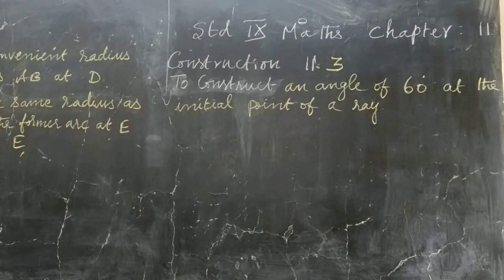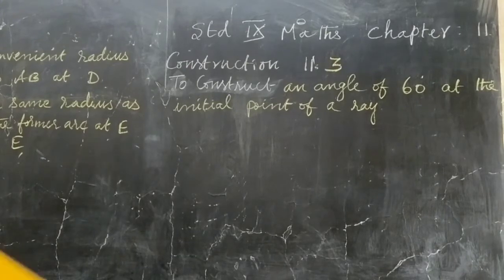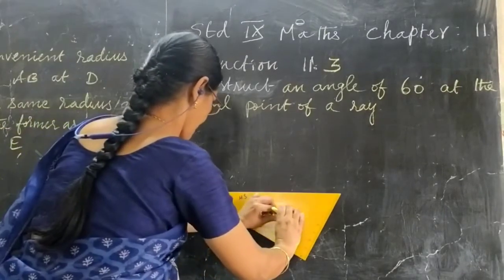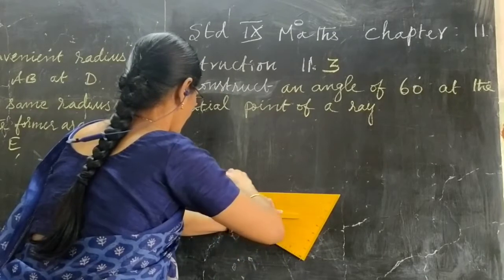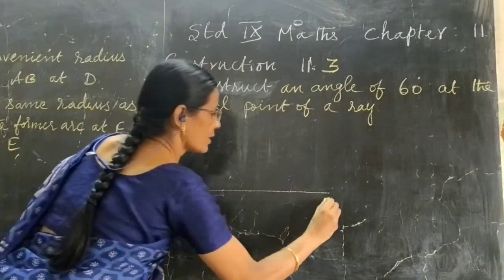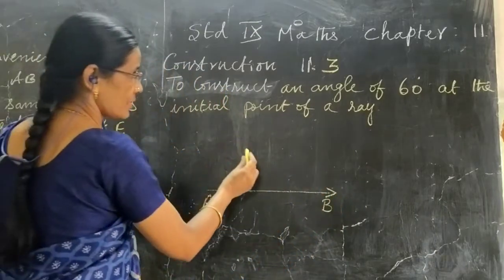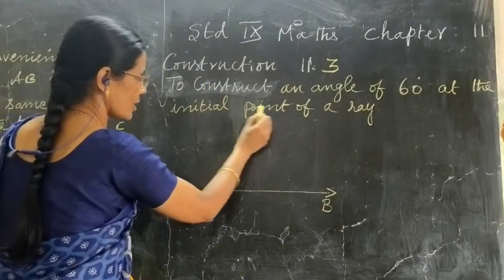Standard 9th Maths, 11th chapter. Today we are going to see construction 11.3. The question is to construct an angle of 60 degrees at the initial point of a ray. We are given a ray AB. We are asked to construct 60 degrees at the initial point.